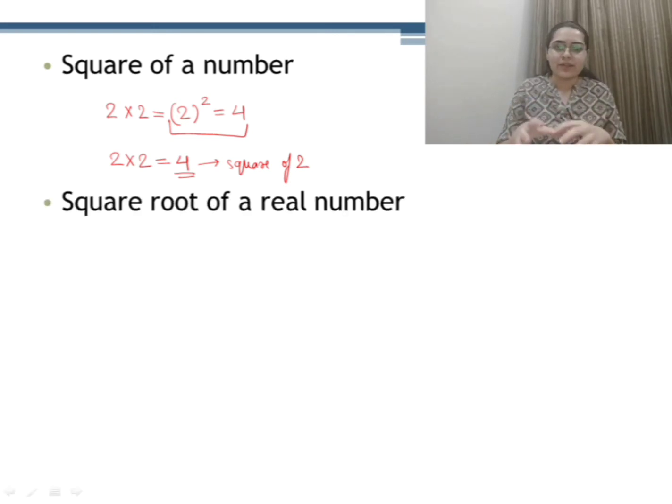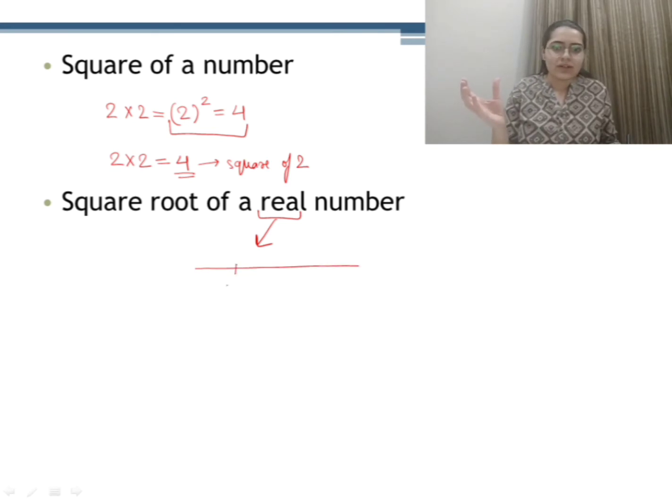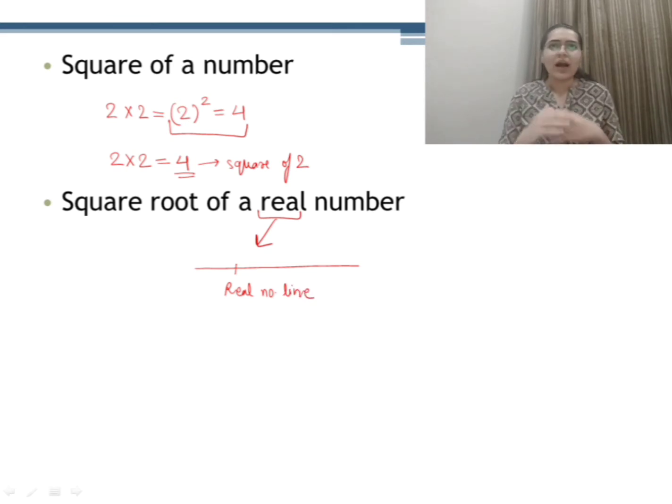Square root of a number. Actually, square root of a real number. Here real is the key. What are real numbers? A number that we can denote on a real number line. Basically, all the numbers that you have studied till now are real numbers. So, we have to find square root of a real number. It's just the opposite of finding square.